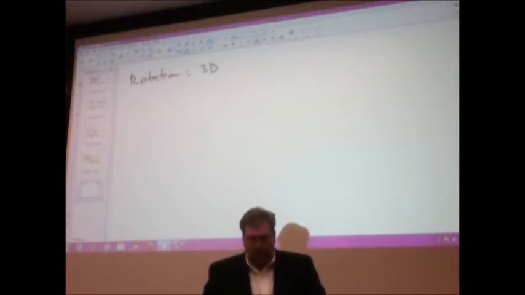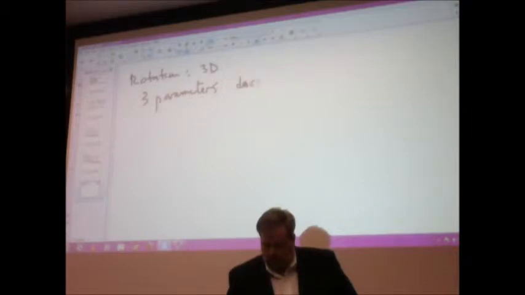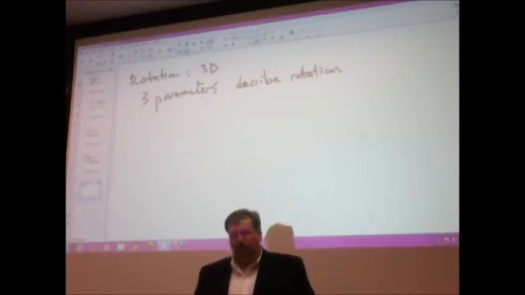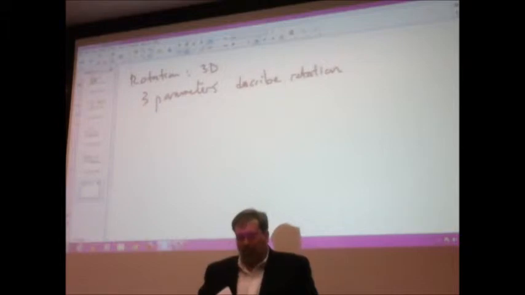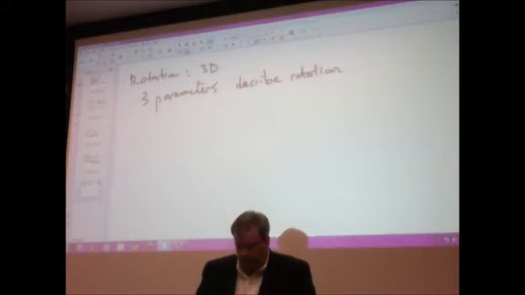But here's the problem. 3 parameters describe rotation, but that's kind of an ambiguous set of 3 parameters. In other words, it's not any 3 parameters that we can conveniently define. The mathematics of this says you should need 3 pieces of information to describe a rotation. That much is true. But there's no single 3-parameter set that actually does the trick for you all the time. And this is what gets a little bit tedious. And this is why we have to go to extraordinary means to talk about rotation.